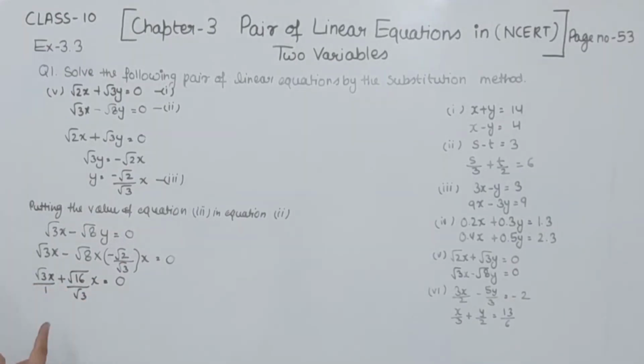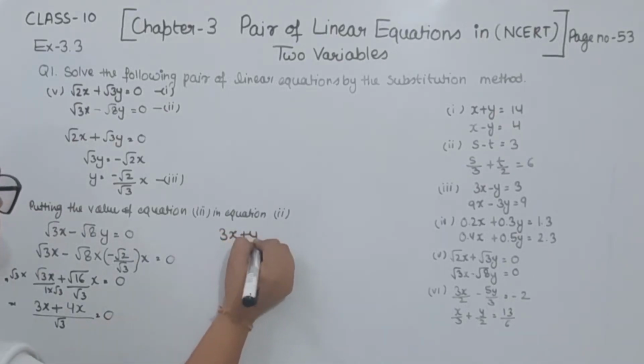Now here we have to add. For adding, the denominator should be the same. For that you have to multiply the numerator and the denominator both. So we have 3x plus, here we have 4, so we write 4 fours are 16. When I take 4 out, we will have 4x, and root 3 multiplied by root 3 is 3. Now we are going to transpose this, this will become 0 here. So we have 3x plus 4x equal to 0.